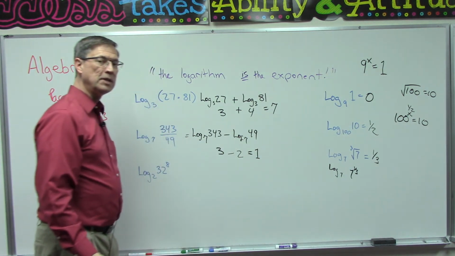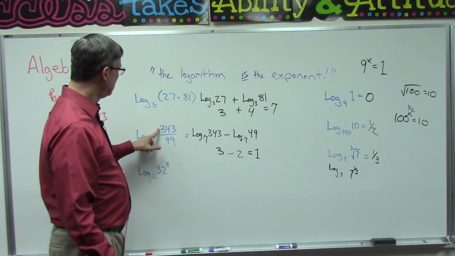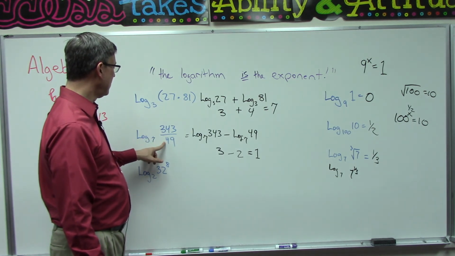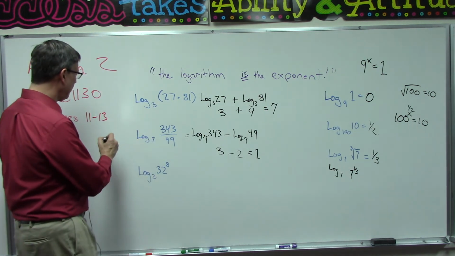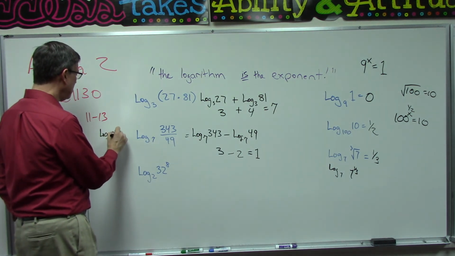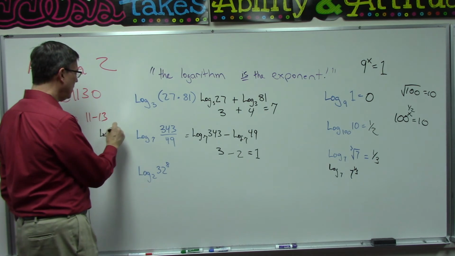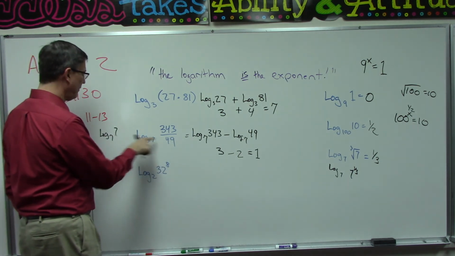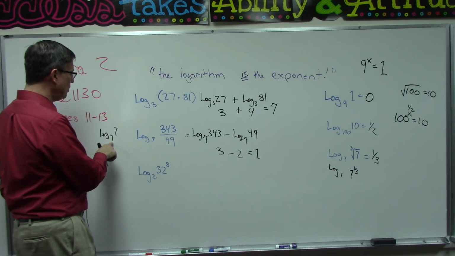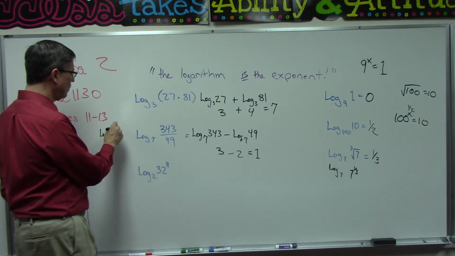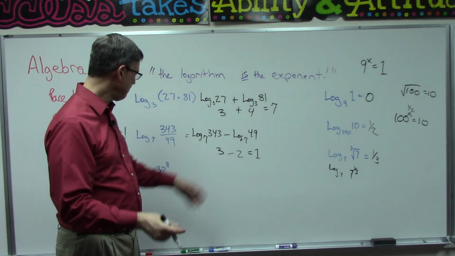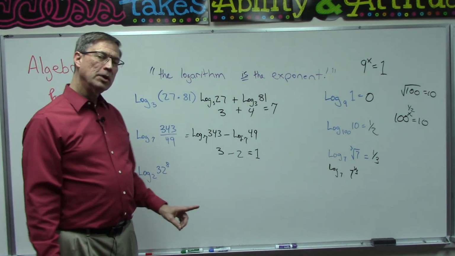You say to Mr. Inger, what if I had simplified this first? What if I had taken 343 and divided by 49? What would I have? Think about it. You would have had log to the base 7 of 7, because 343 divided by 49 is the number 7. And so what exponent would you raise 7 to get 7 to the 1 power? And the answer is 1. So, that works, okay?